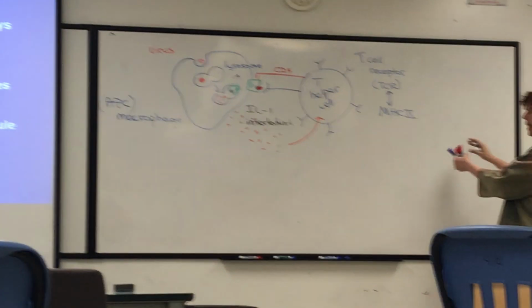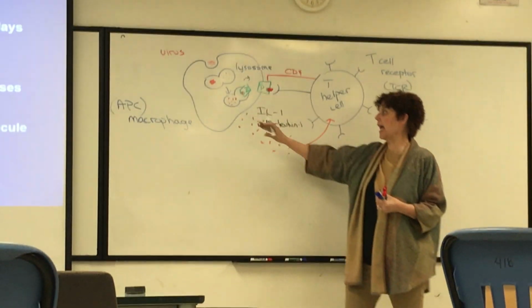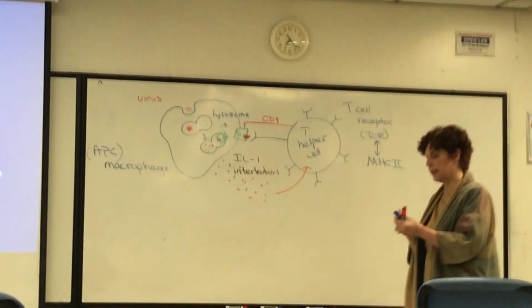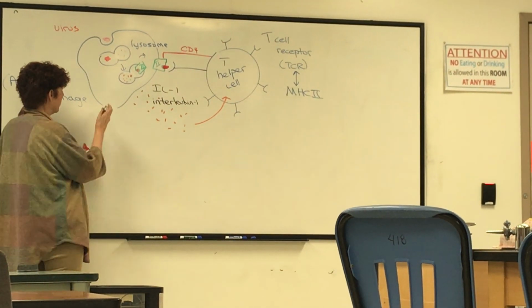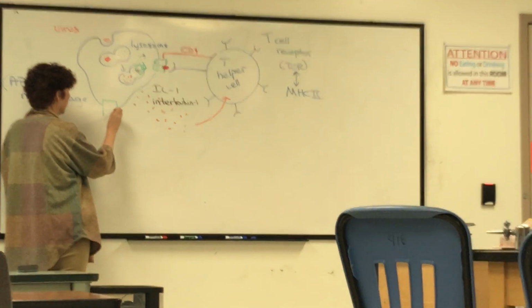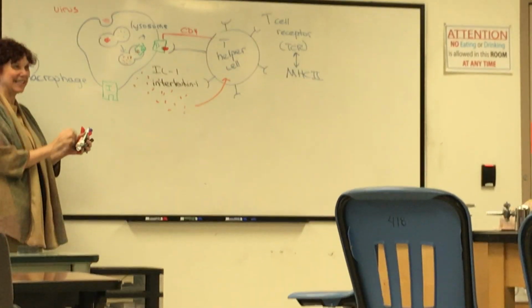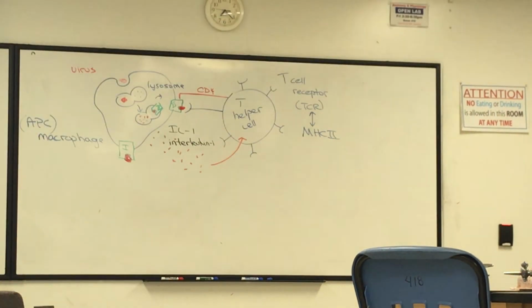Now, we're looking at T killer cells, so we're going to bring a T killer cell in, okay? And just for simplification here, we're going to have the T killer cell nearby. We're going to have it recognize an MHC class I on the macrophage. How would we get the same antigen that we have on our MHC class 2 onto an MHC class 1? How would we get that same viral antigen, that same piece of the virus? What would have to happen?